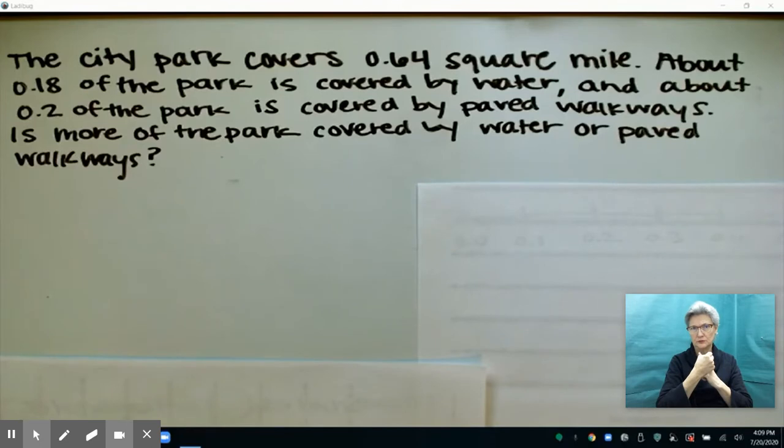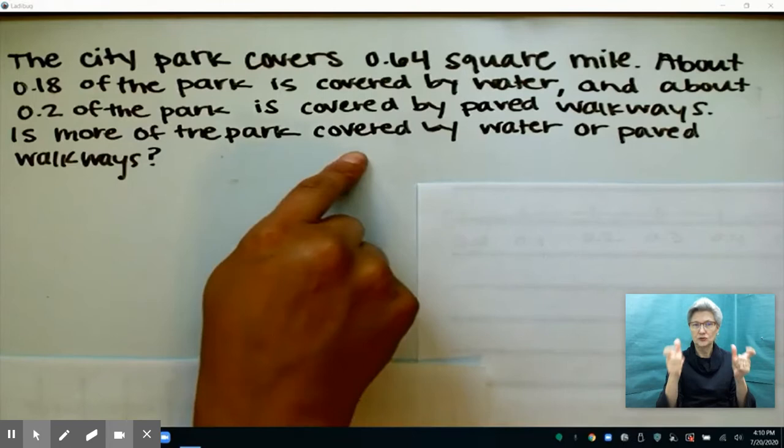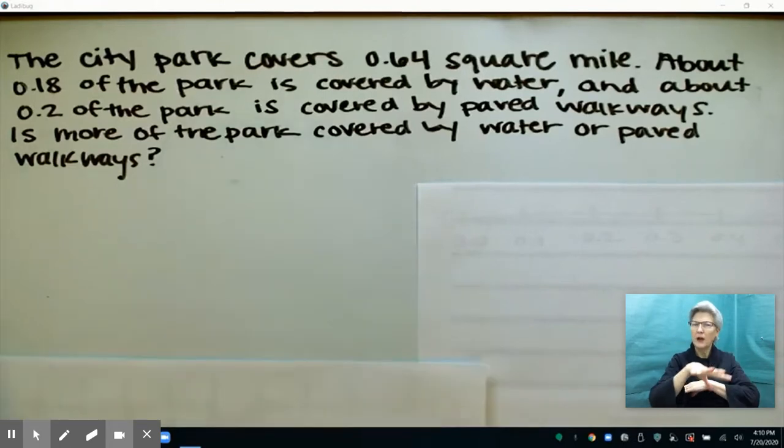So let's jump into this problem. The city park covers 64/100ths of a square mile. About 18/100ths of the park is covered by water, and about 2/10ths of the park is covered by paved walkways. Is more of the park covered by water or paved walkways? So we're going to go through a couple different strategies that we can use in order to find out which decimal is larger, so that we can know if more of the park is covered by water or if more of the park is covered by walkways.